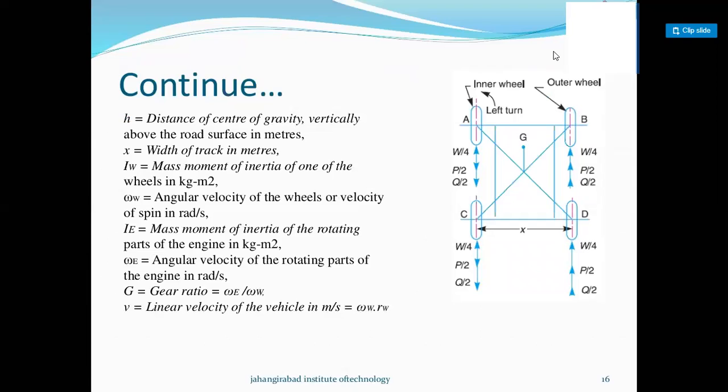Some terminologies: h is the distance of the center of gravity vertically above the road surface in meters, x is the width of track in meters, Iw is the mass moment of inertia of each wheel, omega w is the angular velocity of the wheels or velocity of spin, IE is the mass moment of inertia of the rotating parts of the engine, omega E is the angular velocity of the rotating parts of the engine, capital G is the gear ratio, omega E divided by omega W, and small v is the linear velocity of the vehicle in meters per second. Right?